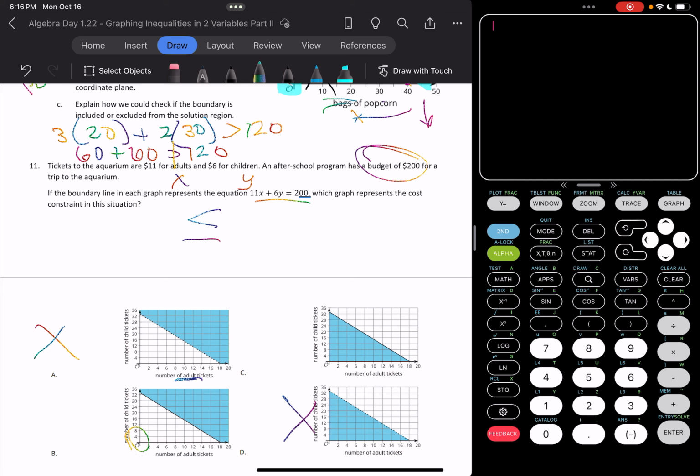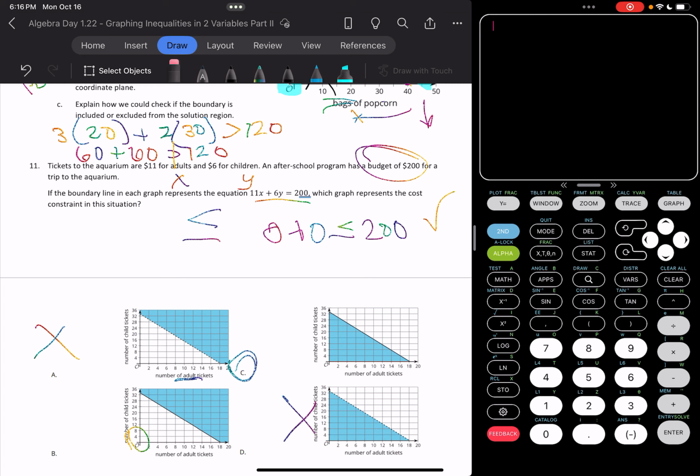Because if I plug in 0, 0, I get 0 plus 0 is less than or equal to 200. That is true. And so I want to shade the bottom side, this side right here, because I want to stay under my budget. And so letter C would be my best solution.